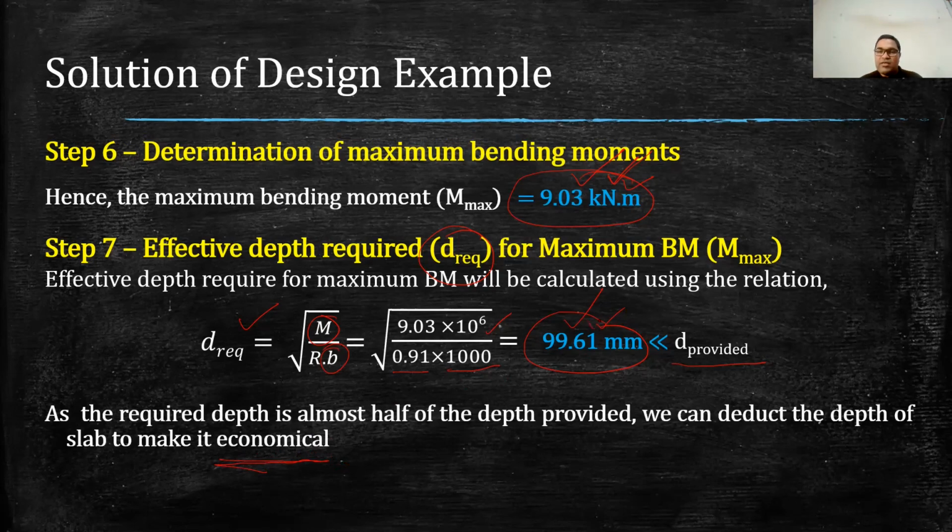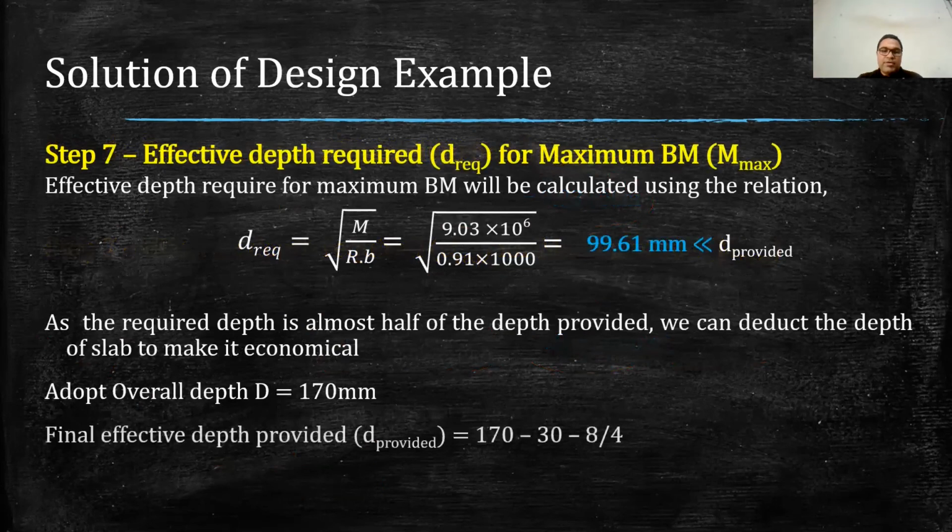So to make it economical, we can reduce the depth that we have provided in step 2. So now we will modify the value, because the required effective depth is only 99.61. So we will decrease the D provided. For example, overall depth I have adopted earlier is 200 mm. Okay. So now I am decreasing the depth by 30 mm from this, and with this, if I calculate the D provided, then D provided will be 170 minus clear cover minus half of the dia of bar. So my new D provided becomes 136. So you can see this value is still higher than this.